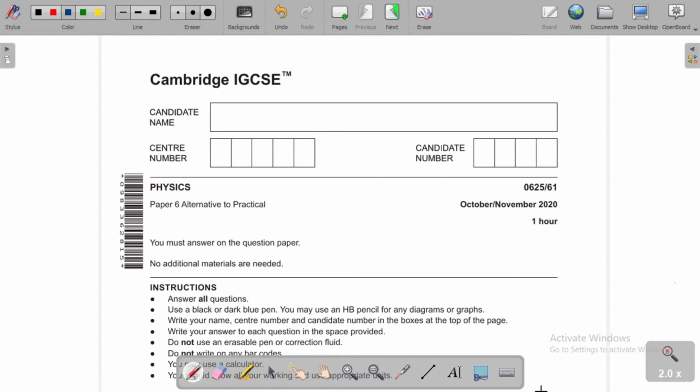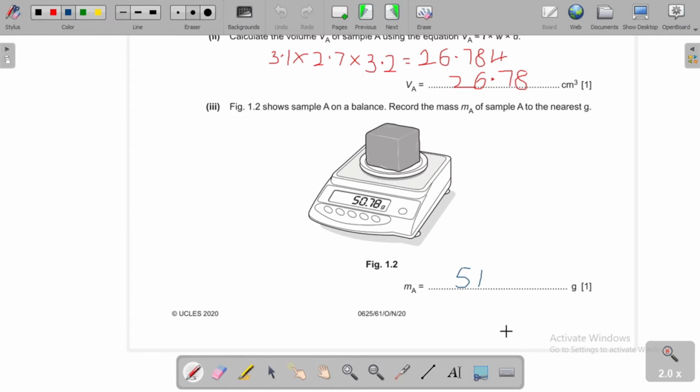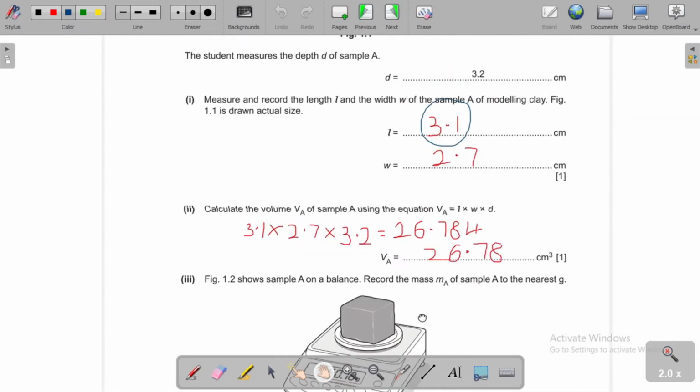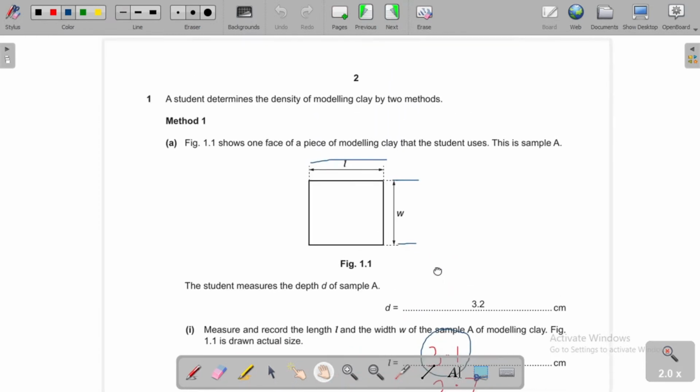Today we are going to look at Physics paper 0625/61, that is the alternative to practical paper 6, variant 1 of October-November 2020. Now the first question here, let's look at the question.